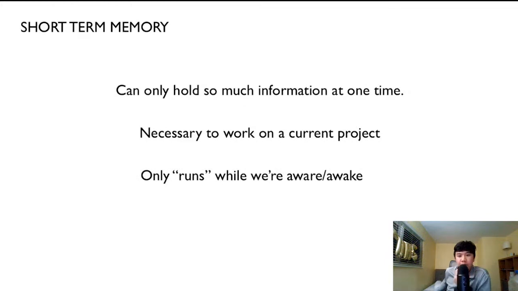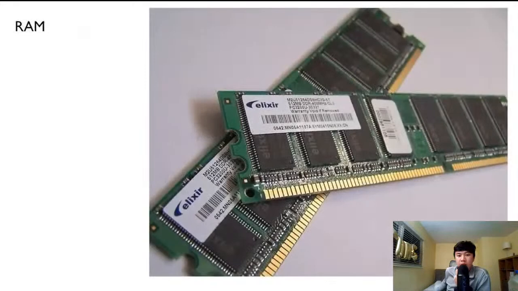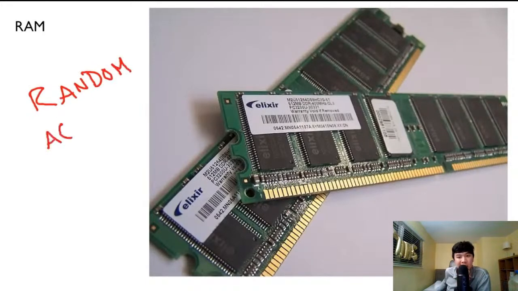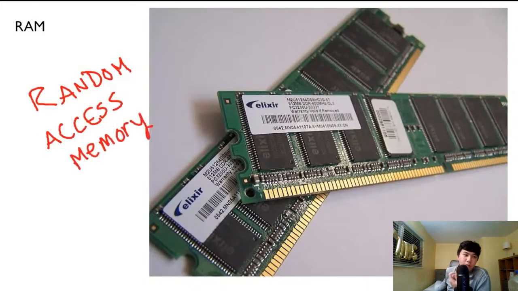And this is similar to, in a computer, what's called RAM, or Random Access Memory. And this random access memory, this RAM, is what allows us to work on things. It's like our desktop, which we can put files on and work on them during the day, just like our short-term memory. But it's limited in how much information it can hold.